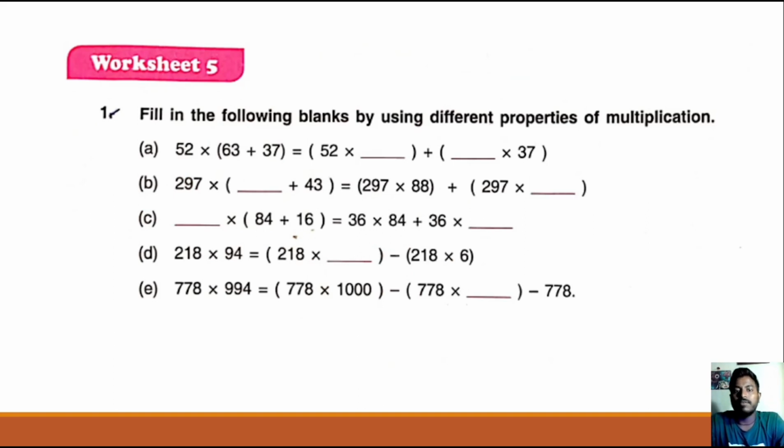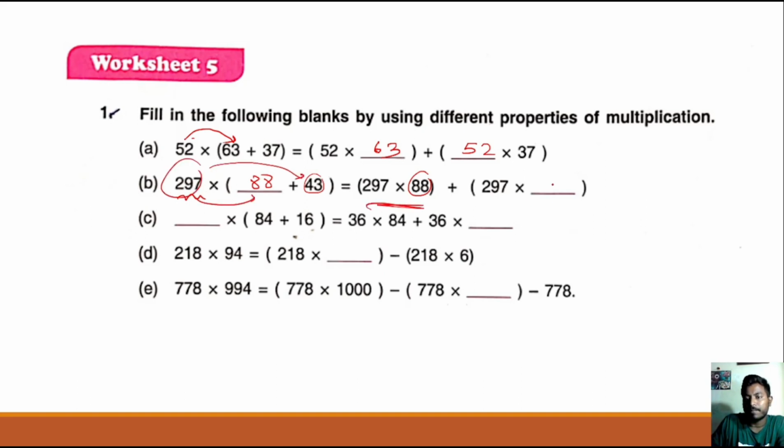Next worksheet 5, 52 into 63 plus 37. Then you use the distributive property, that is 52 into 63. Now 52 into 37. So this is 52. Clear? Next B number, 297 into dash plus 43. Here is 43, again 88. So write down here 88, because 297 into 88. Now 297 into 43. Clear? Next dash into 84 plus 16. 84, here is 16.